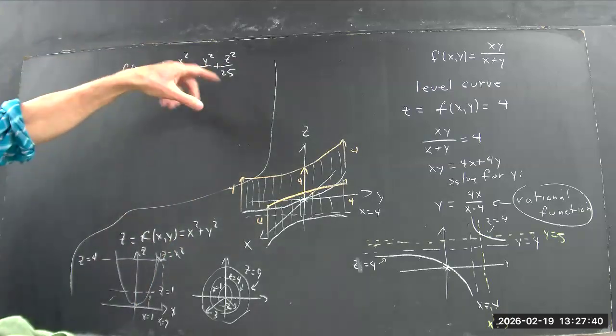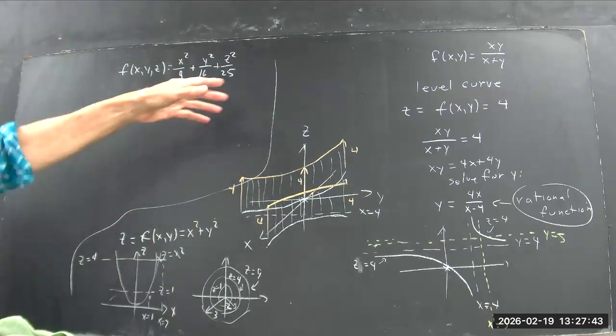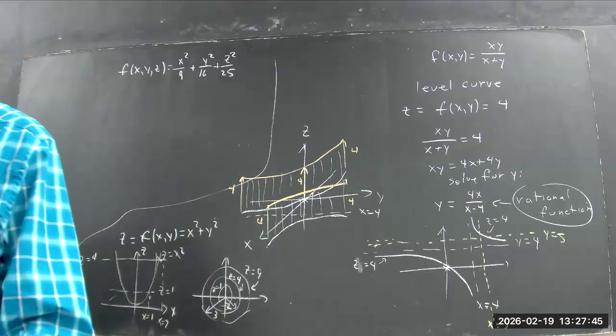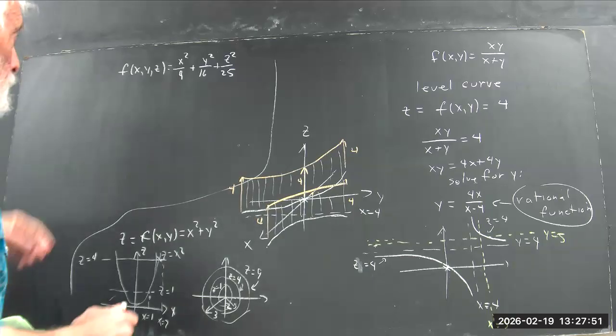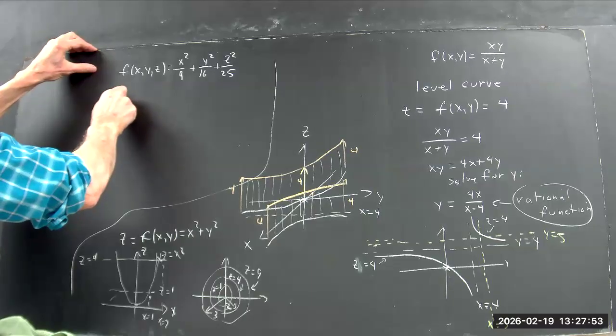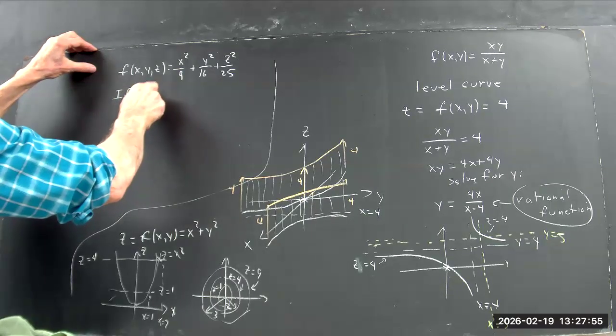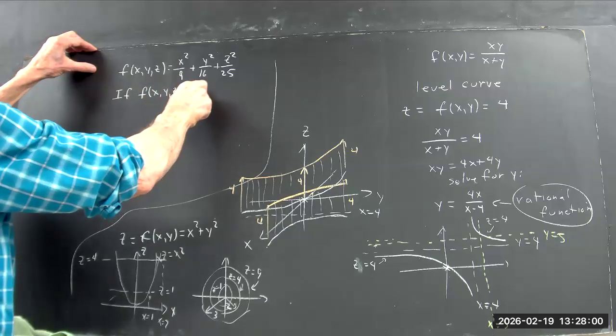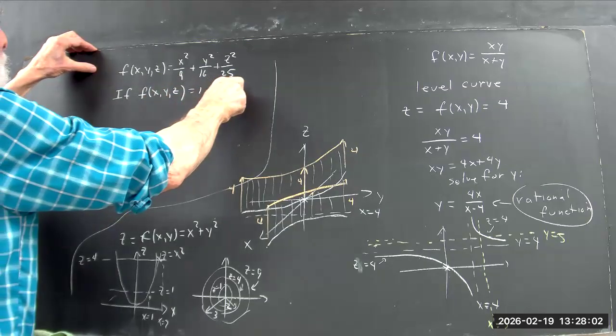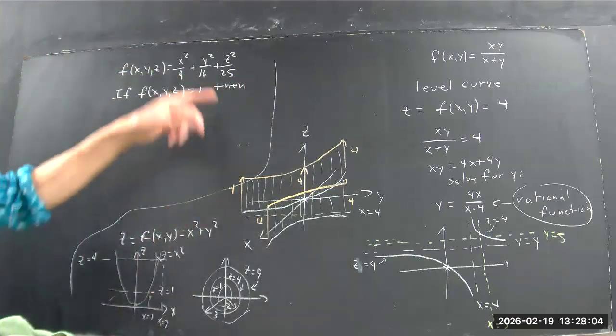f of x, y, z equals x squared over 9 plus y squared over 16 plus z squared over 25, okay? If f of x, y, z equals 1, then what equation do we get?